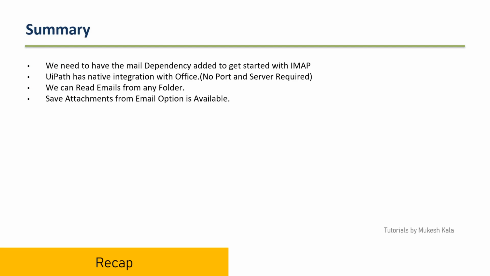Let's quickly summarize. So today we have seen that in order to get started with the mail, we need to have the mail dependency added in the UiPath. UiPath has got a native integration with Office Outlook 365, which means that no port and server is required if you have Outlook installed on your computer. Otherwise, you need to have the SMTP port and the server details, right? We have seen how I can get the details directly from the Microsoft website. I'll post the link in the description for your reference. We have also seen how I can read the emails from any folder, be it an inbox, be it a subfolder. And lastly, we have seen that how I can save the attachments.